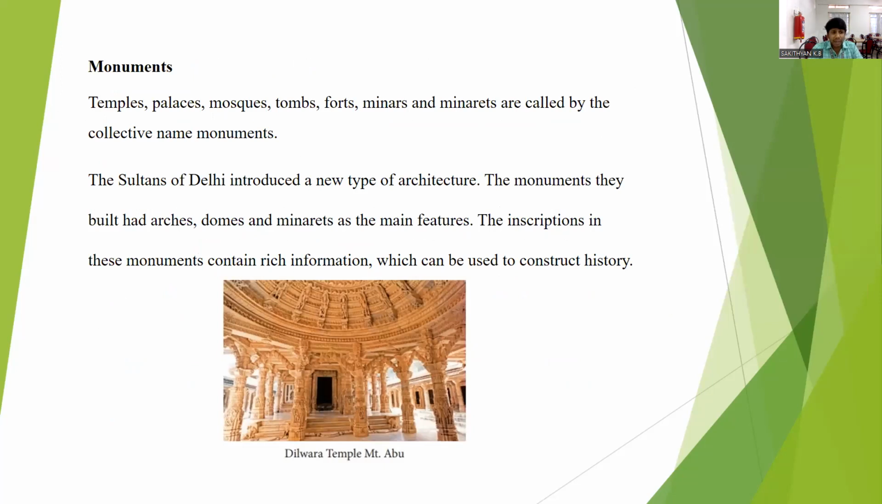And regarding monuments: temples, palaces, mosques, towns, forts, minars, and so on. Earlier we discussed this, so the correct name is monuments. The sultans of Delhi introduced a new type of architecture. The monuments they built had arches, domes and minarets as main features. You can see through these pictures that the arches were a new style introduced in India. The inscriptions in these monuments contain rich information which can be used to construct history.